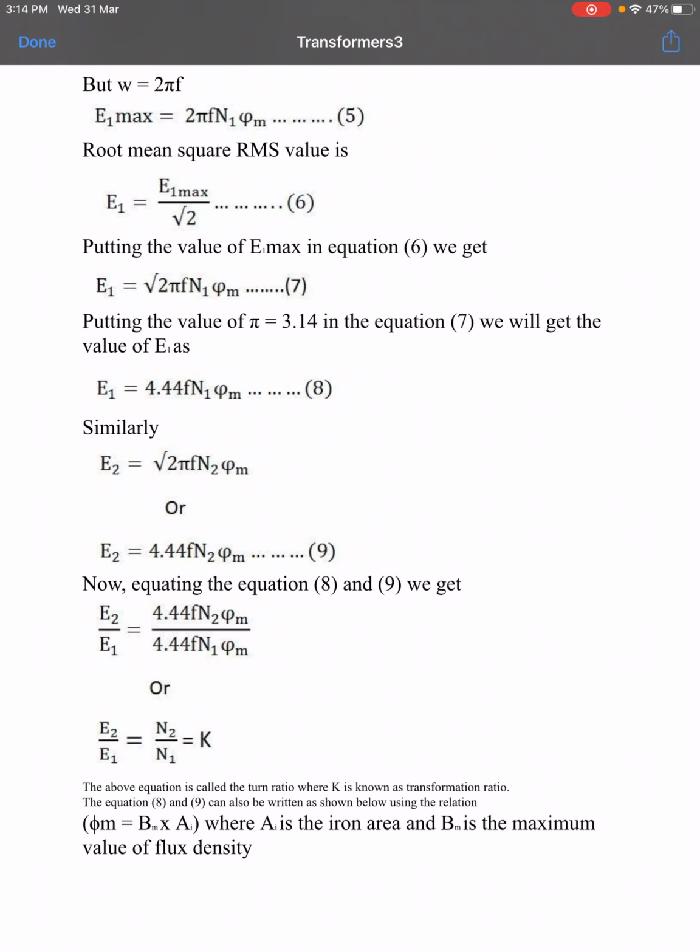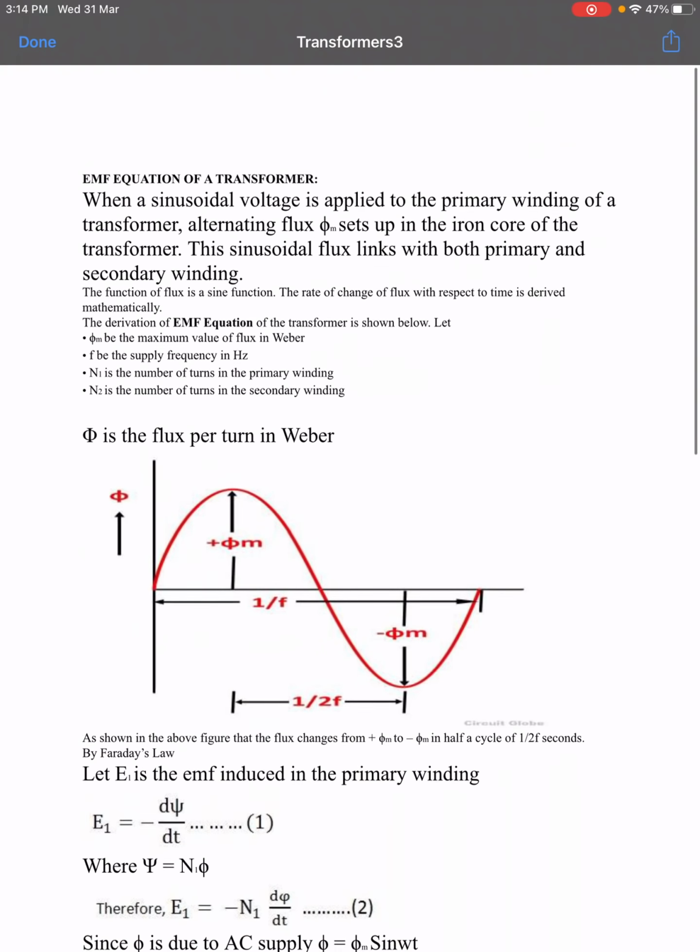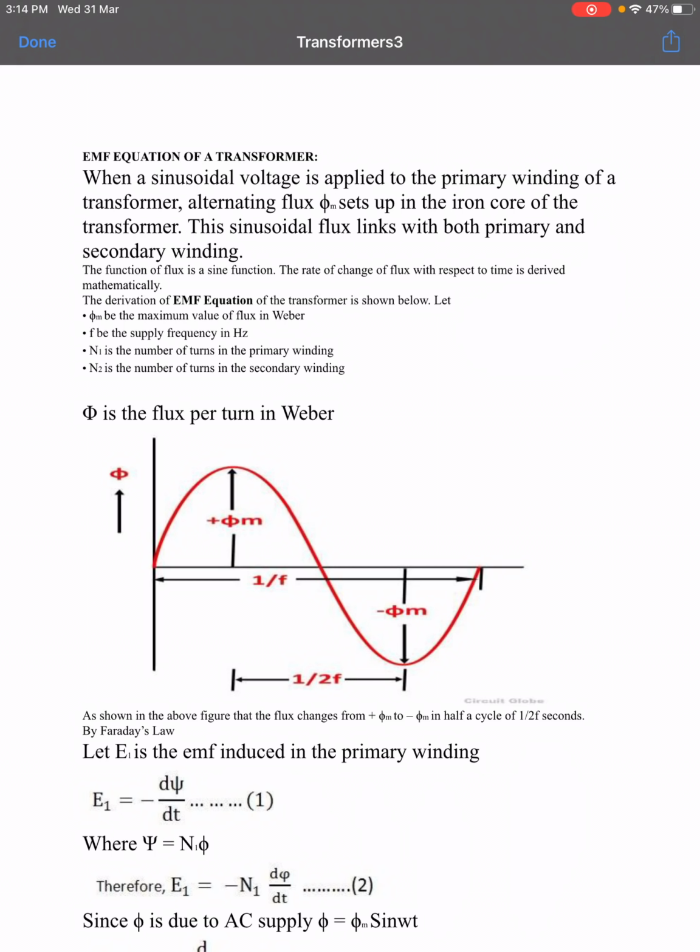This is about the EMF equation of a transformer. In a transformer we always get alternating flux, because the input we give is alternating only. So we get alternating flux only: phi equals phi m sin omega t. From Lenz's law, the induced EMF is opposite, so we write E1 equals minus N1 into d phi by dt. This is about the transformer EMF equation.